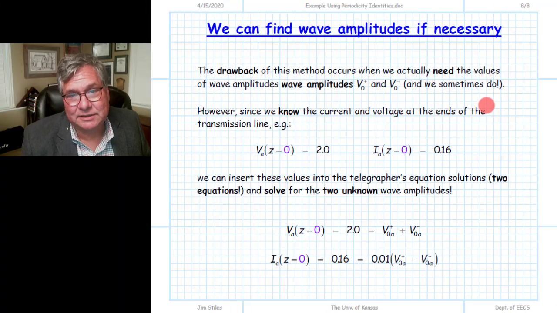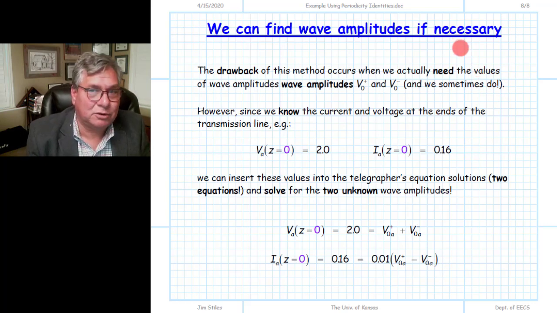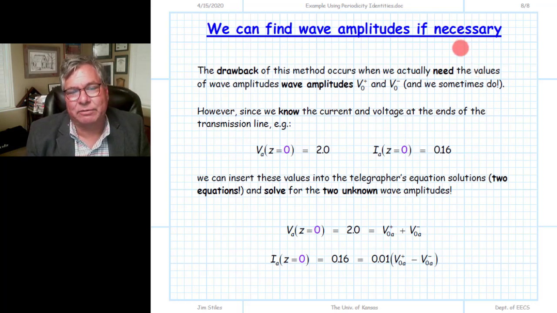So that identifies the potential drawback with this technique. What if you want something other than the total current and total voltage at either end of the transmission lines? Let's say you want the total voltage or total current halfway down the line or a third of the way down the line, some other location other than one end or the other. Let's say you want to know some value of the reflection coefficient function as opposed to total voltage or total current, or the minus wave voltage or plus wave voltage at one location.